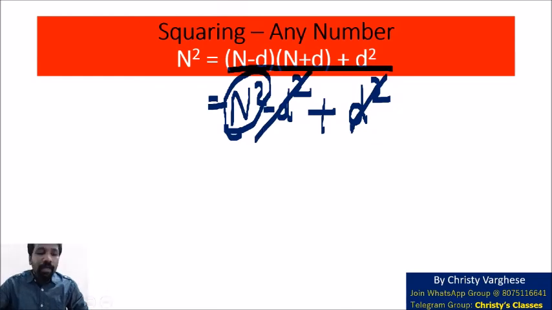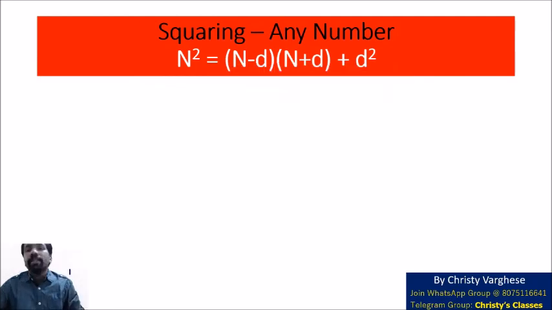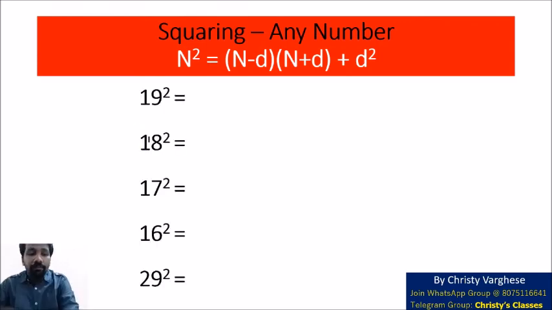As I told, for the other numbers from 1 to 125, the other techniques I taught you in the last class are better than this. But the best thing about this method is that it can be extended for bigger numbers. Before going to bigger numbers, let's practice a little bit more. Then we will go for the bigger numbers. For example, 19 square. All of you try 19 square. How to do 19 square?